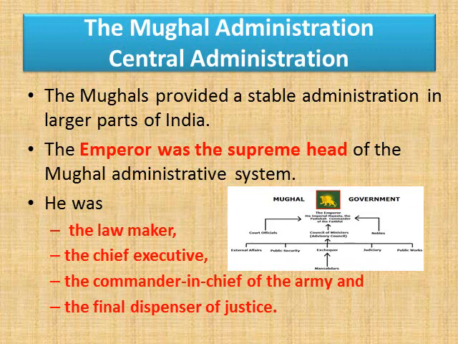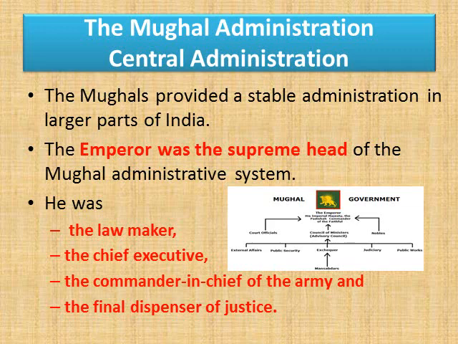There was no regular council of ministers. The Wazir or Prime Minister and the Diwan, the finance minister, were the highest persons below the emperor, but the other officers were in no sense his colleagues.